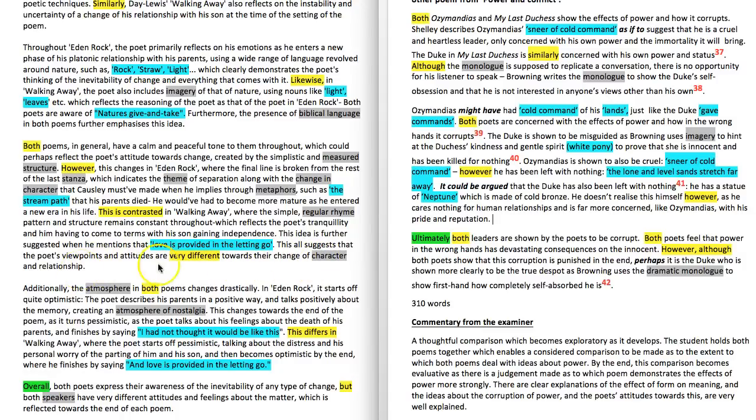Well, that's vague, isn't it? How are they very different? And you need to be as specific as possible in what you're saying. Another example is up here where Eleanor's picked on something brilliant here. The presence of biblical language in both poems, which further emphasize this idea.